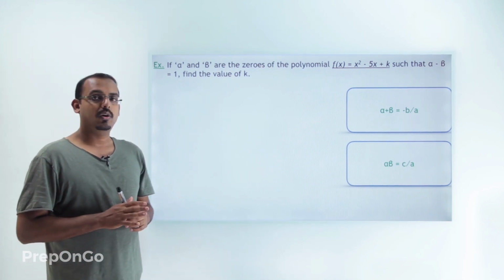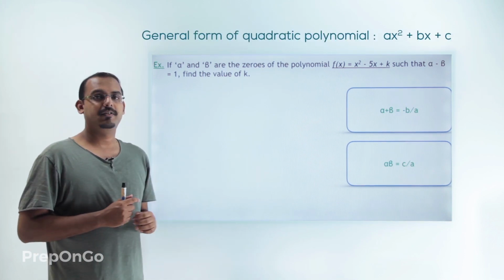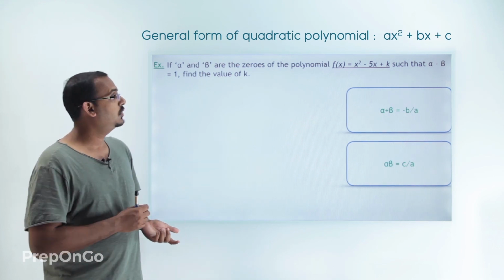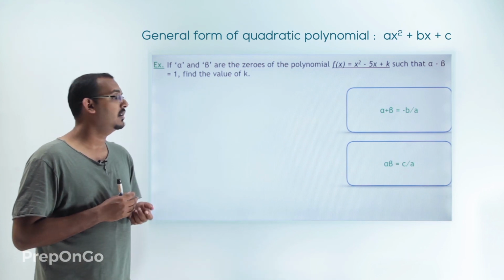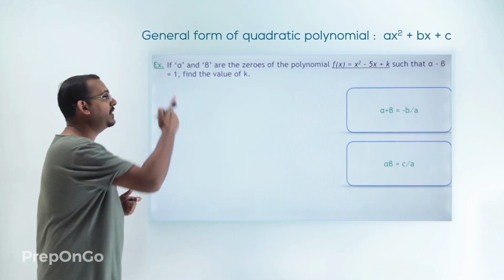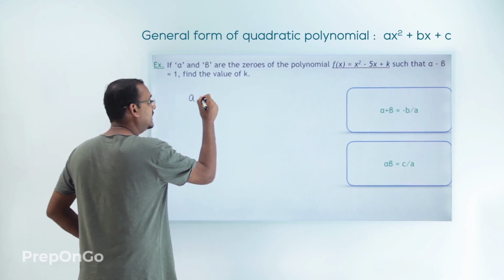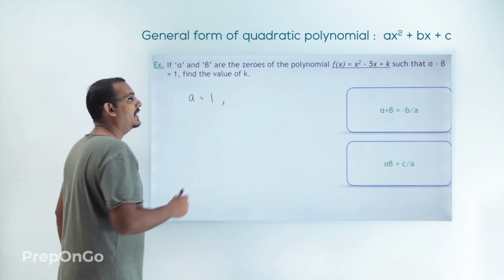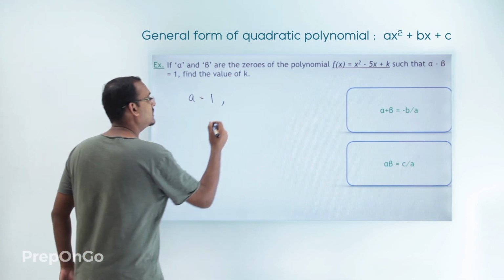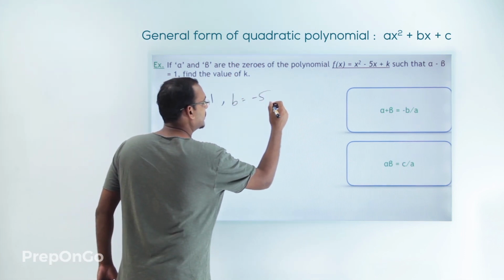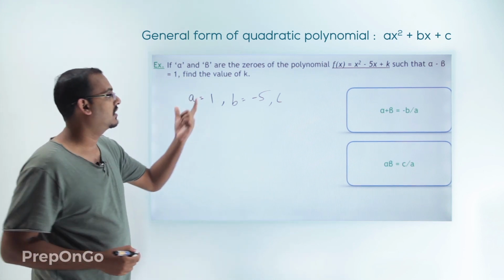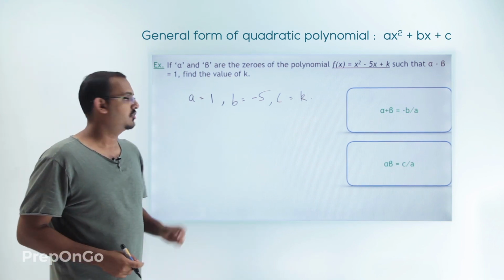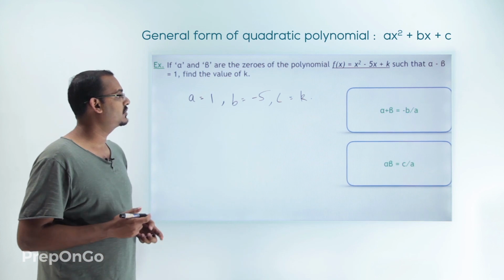So first, let's figure out the value of all the coefficients of the given polynomial. To do that, we'll compare the polynomial x square minus 5x plus k to the general form of a quadratic polynomial, which is ax square plus bx plus c. So if we compare these two expressions, we can easily write the value of a as the coefficient of x square, which is 1. The value of b becomes the coefficient of x, which is minus 5. And c is the constant term in the equation, which becomes k here. So we have the value of all the coefficients: a is equal to 1, b is equal to minus 5 and c is equal to k.